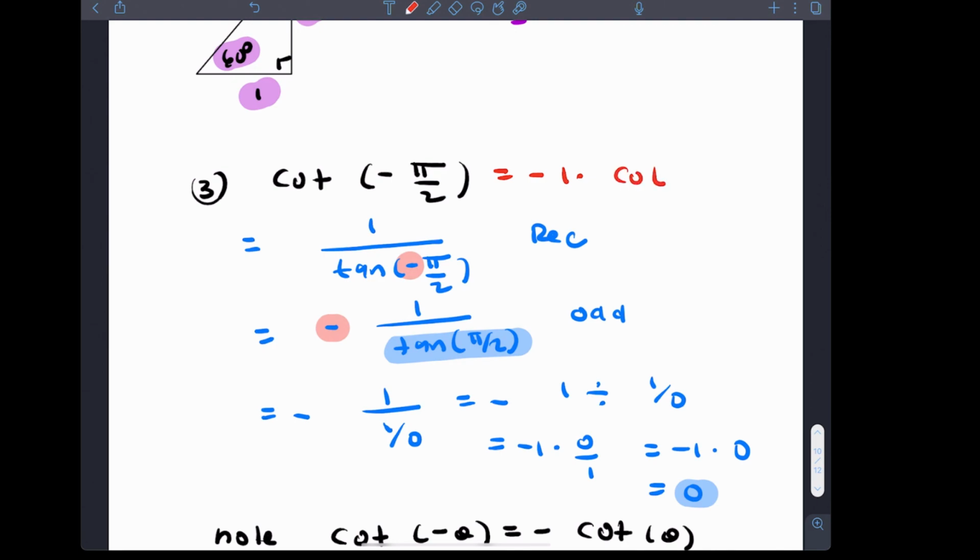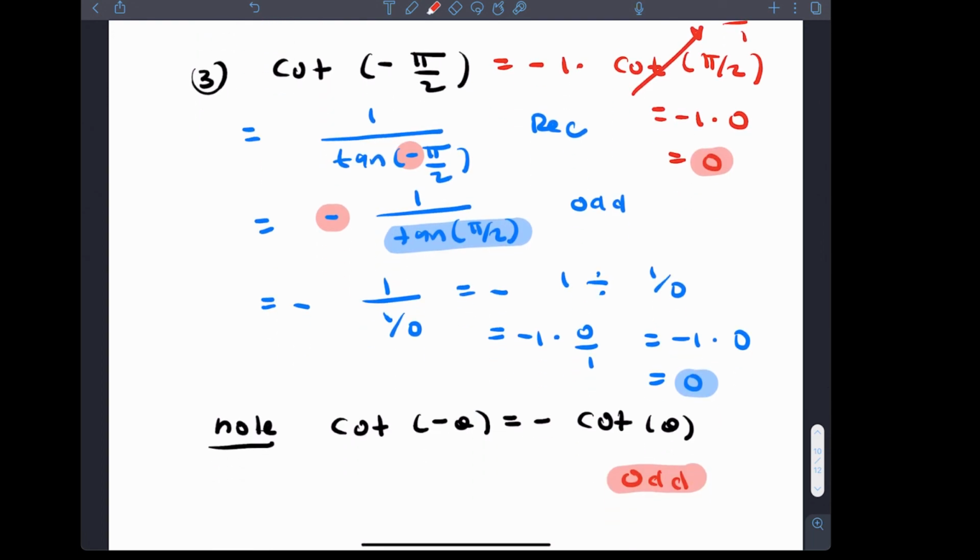-1 times cotangent of what? Pi over 2? And I'll say yes. And what's cotangent? Isn't that 0 over 1? Is that true? So that'll be equal to -1 times 0, which is what? 0? Isn't that what we got when we deduced it this way? So we can say the same thing about cotangent. Cotangent's an odd function, really. Isn't that kind of interesting?